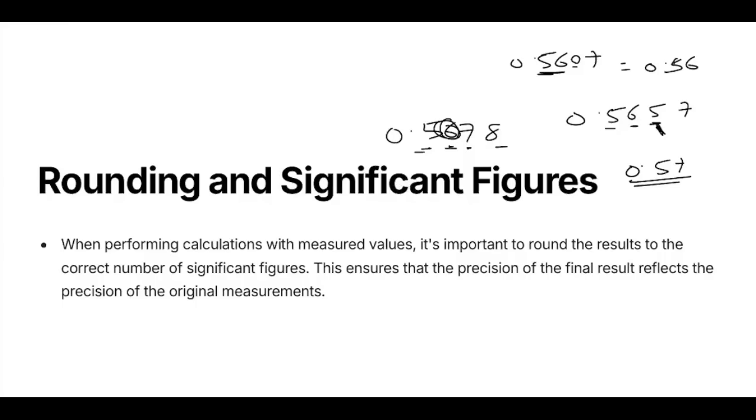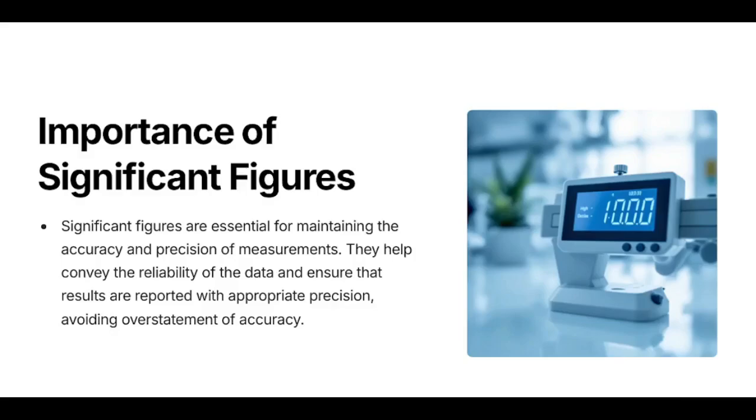So moving on, we have the importance of significant figures. Significant figures are very essential for maintaining the accuracy and precision of measurements. They help to convey the reliability of data, and also ensure that results of reported readings are accurately measured. So significant figures are used to increase the level of accuracy.